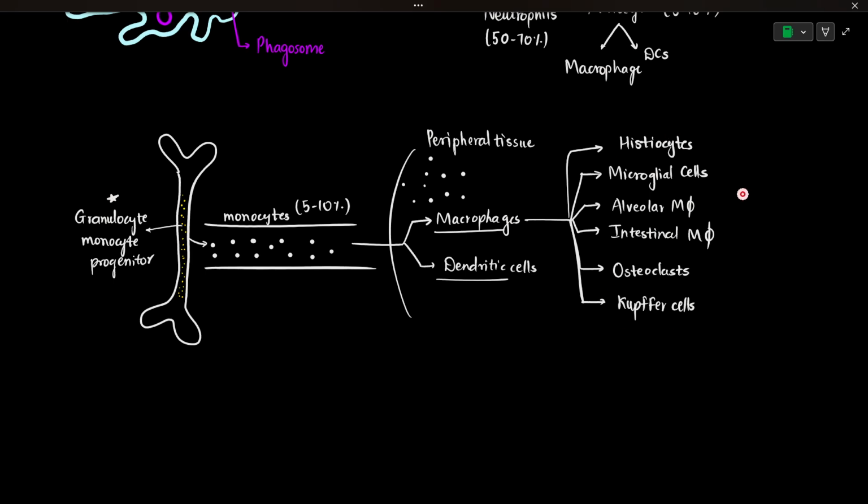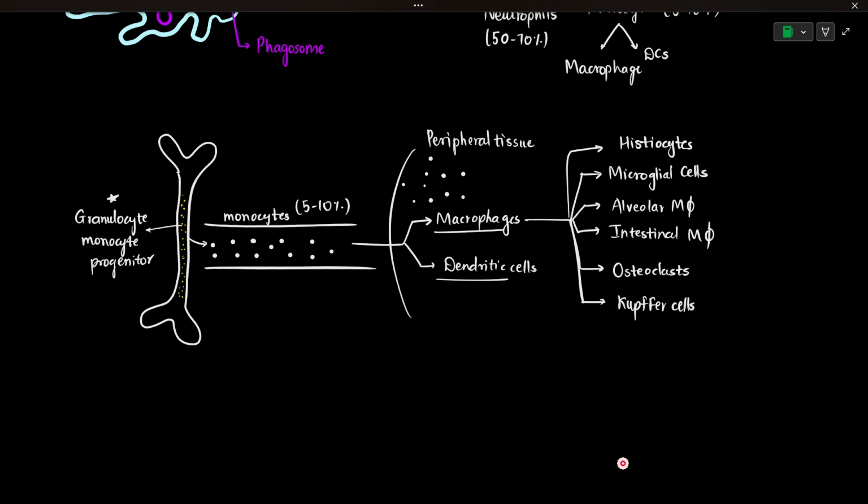Almost all types of tissues have macrophages because we need to have cops everywhere to control the pathogenic attack, to protect our body from the pathogenic attack. So these are the types of macrophages.